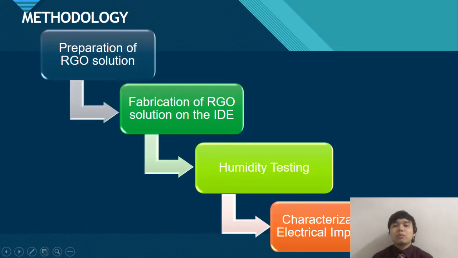Now, we go to the process that is used in this research. First is the preparation of the RGO solution. Next, we fabricate the RGO solution on the IDE. After that, we do humidity testing on each of the samples. Then, the samples are characterized for their electrical impedance.